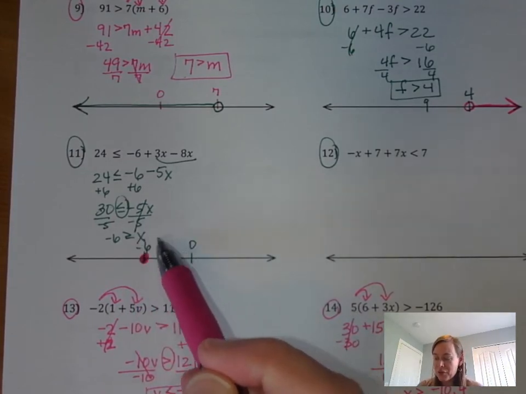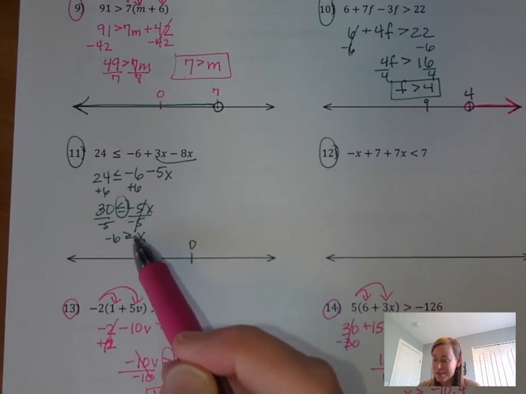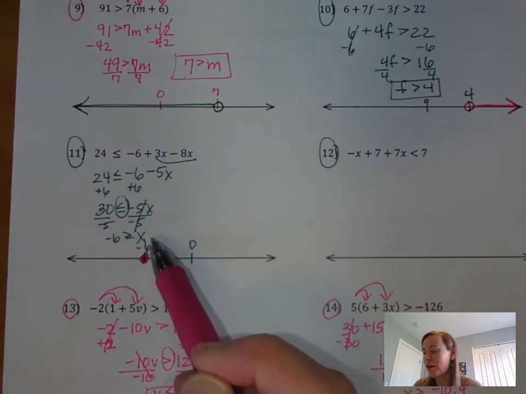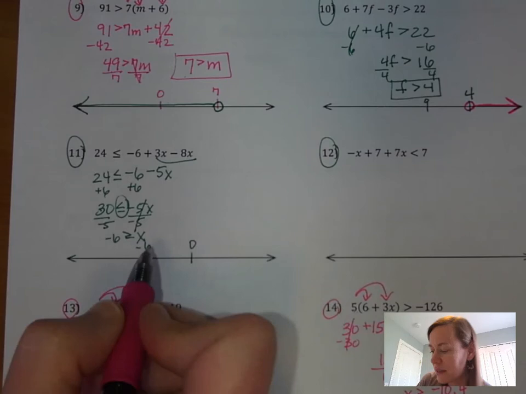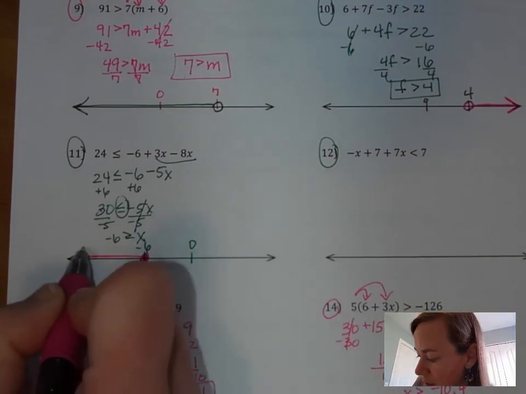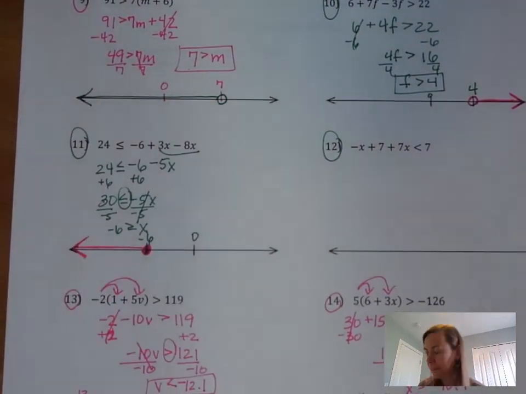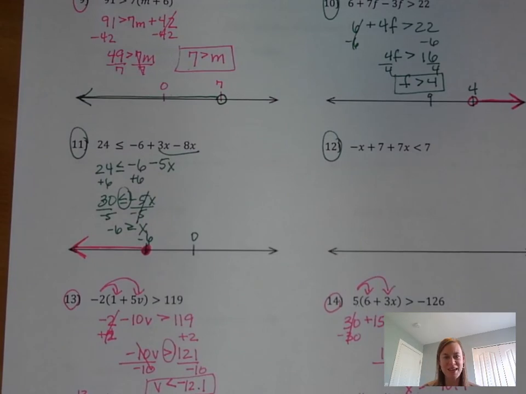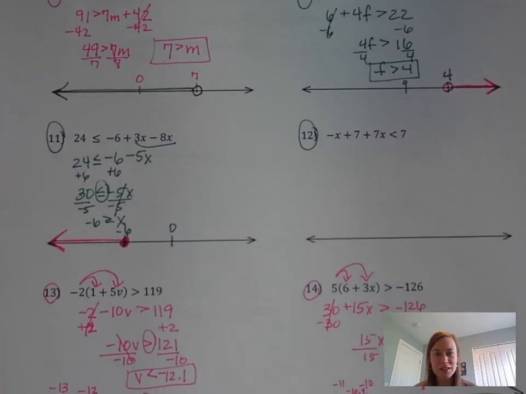Now I'm going to read from my variables. So the answers are less than -6. The answers are smaller than -6. So the arrow is going to go this way. Okay, we've got one more left to do here.